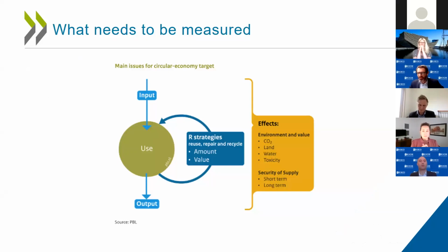I think as previous speakers have said, what is it really that needs to be measured? Typically, we want to measure the inputs and the outputs of the system. We want to measure how those material inputs circulate through the economy and how the circularity of the economy also progresses, which is called here on the slide the R strategies. I should say this is a graphic from the Dutch Environmental Agency. And then we want to measure the effects, because of course it's very nice if our economy becomes more circular, but ultimately what we want is that circularity to deliver improvements in the state of the environment, but also economic and social outcomes. If I can have the next slide.